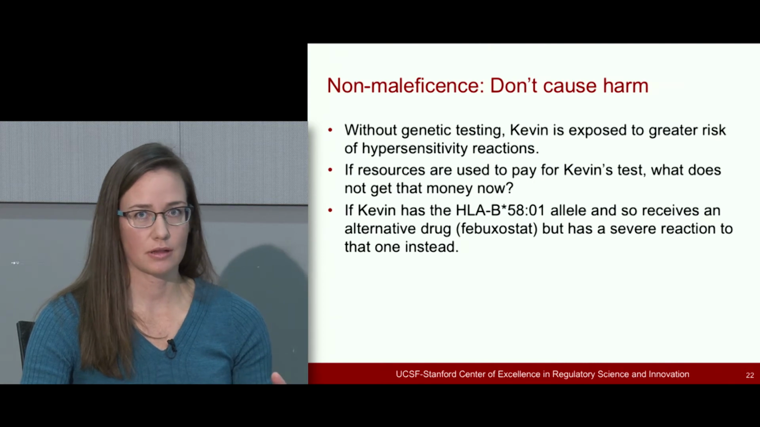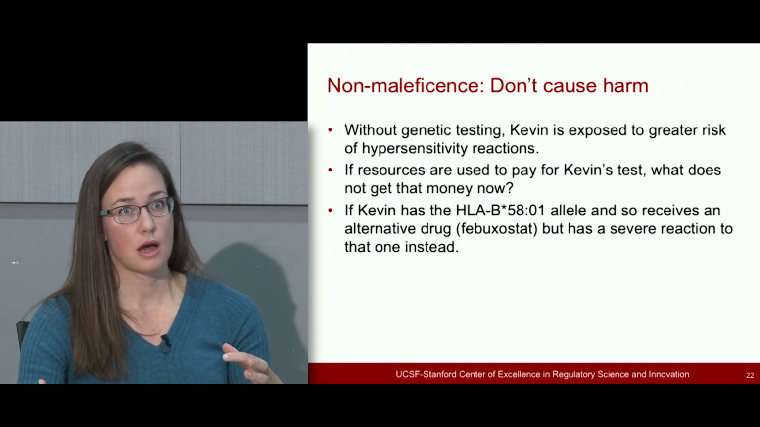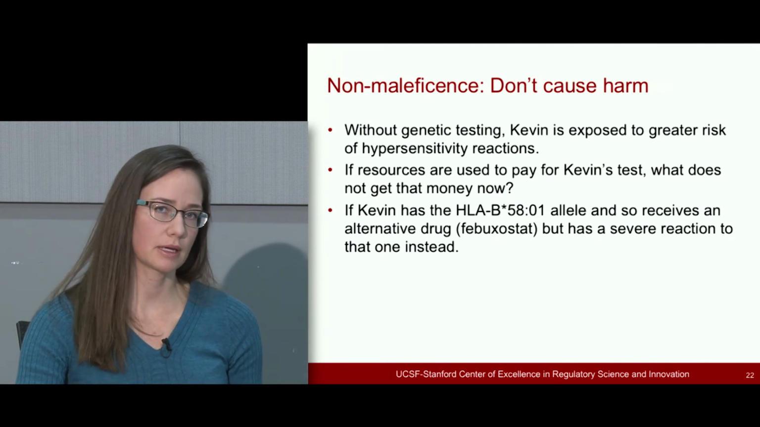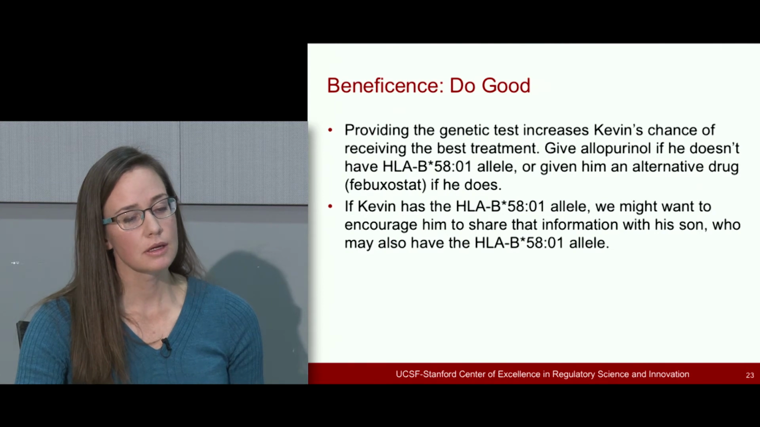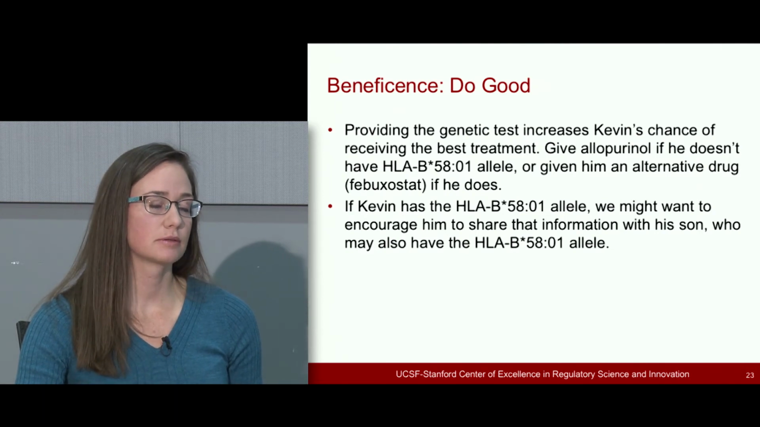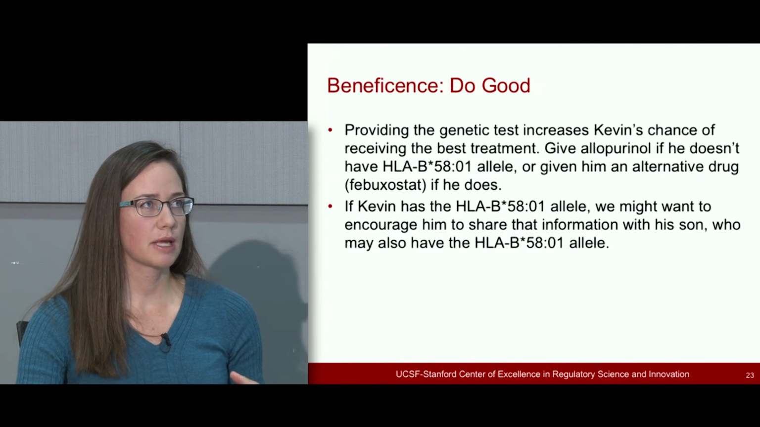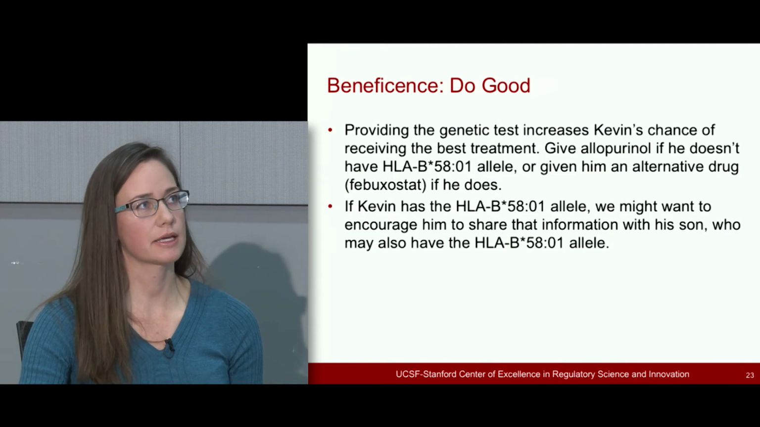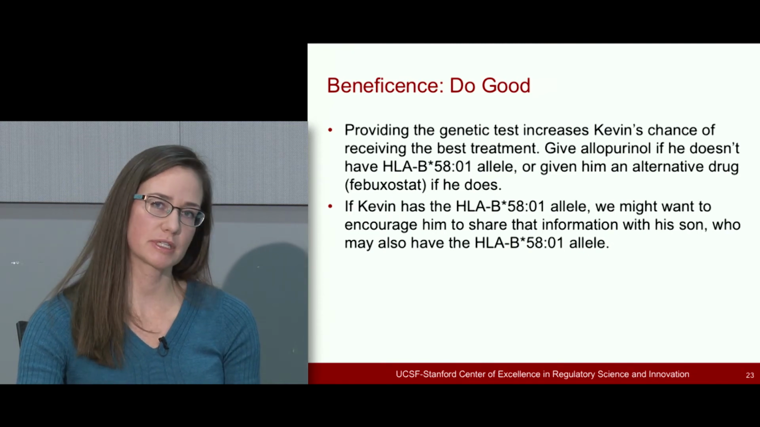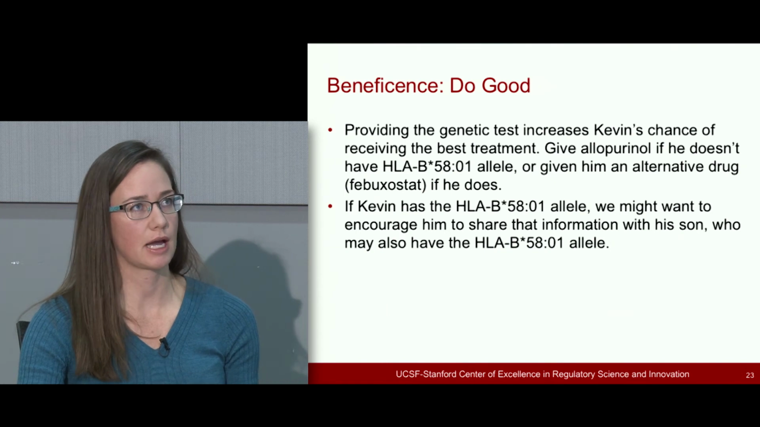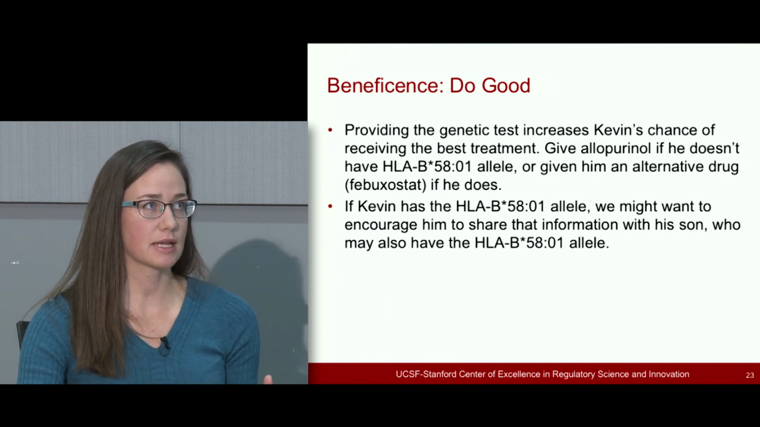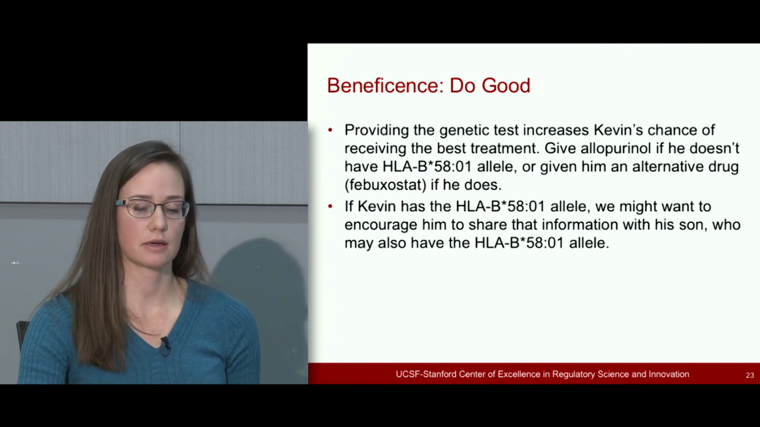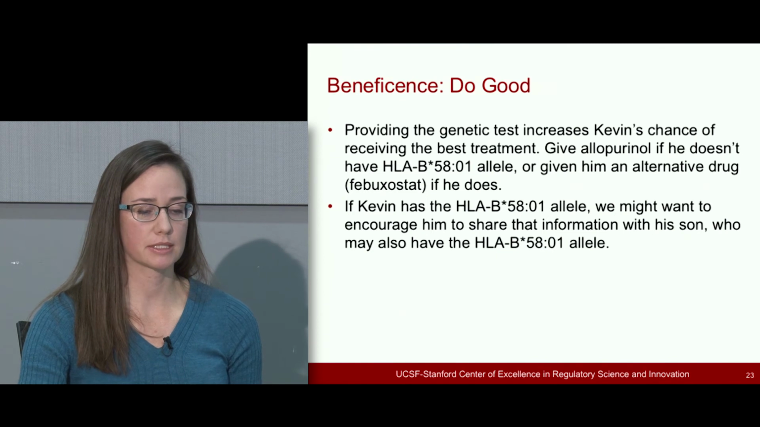Again, you can see that these are all hypotheticals and some are more severe than others, but in this stage we can brainstorm all the possibilities so that we can weigh them later. Finally, the beneficence principle. In providing a genetic test to Kevin, we can provide him the best care. If he has the HLA-B*58:01 allele, we can give him a different drug and reduce his risk of developing hypersensitivity reactions. If he doesn't have the allele, then we can give him allopurinol. It'll be cheaper for him, and he has a lower risk of developing hypersensitivity.